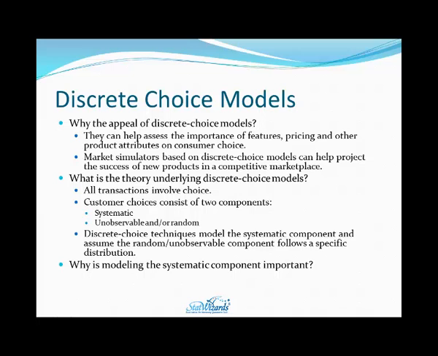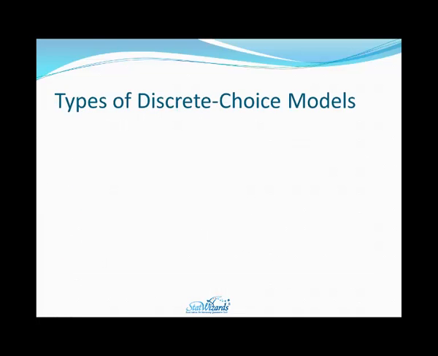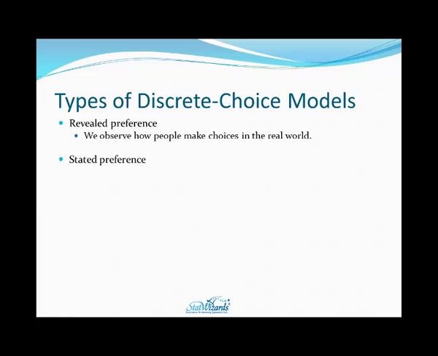Why is modeling the systematic component important? The answer is that it can tell you what combination of features and pricing have the most appeal to potential customers. There are basically two types of discrete choice models: those measuring revealed preference and those measuring stated preference. With revealed preference models, we observe how people make choices in the real world. In other words, we look at the choices they've already made. We gather historical data on these choices, often in conjunction with information on the people who made them. Then we build models based on the results.